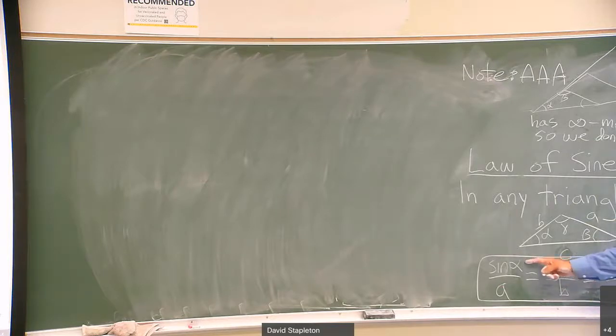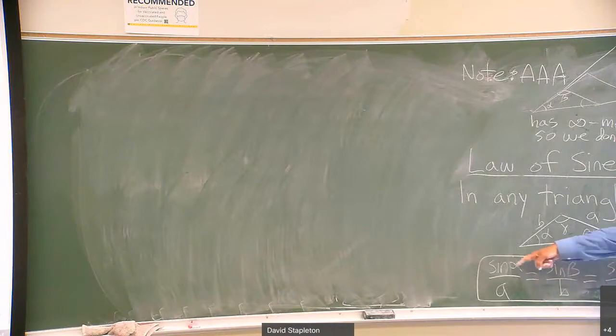The sine of each angle is to its opposite side as the sine of any other angle is to its opposite side. And this is really three equations written succinctly here, right? You can have this equals this is one equation, this equals this is another, and this equals this is another. It's really three equations, and you pick the one that you like best for the problem. All right.